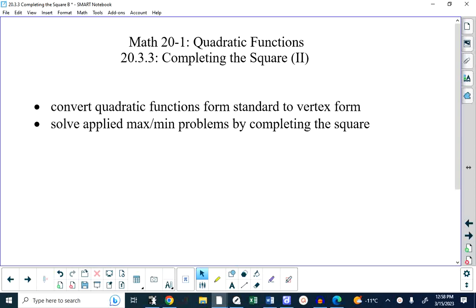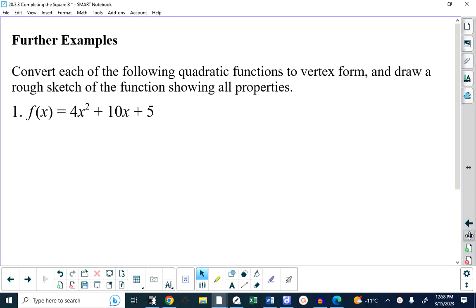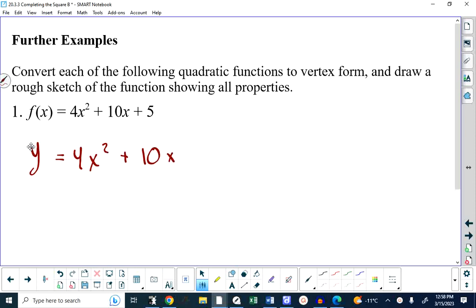So again, this is just an extension of what we did yesterday. It's going to get just slightly more complicated. The numbers we're going to be dealing with are more complicated. So for example, if I say to you, complete the square of this, we have y equals 4x squared plus 10x. We nudge that constant term over, and then we have to factor the coefficient of x squared out of both x terms.